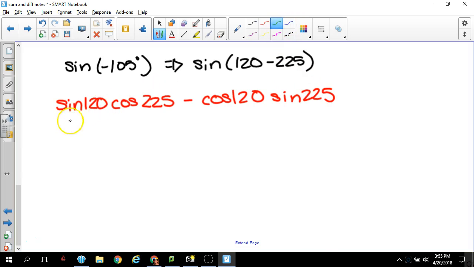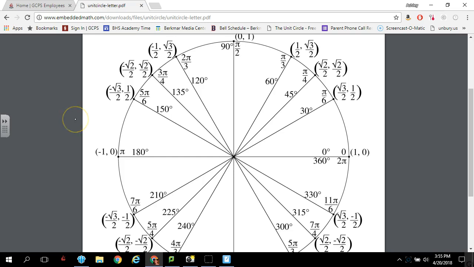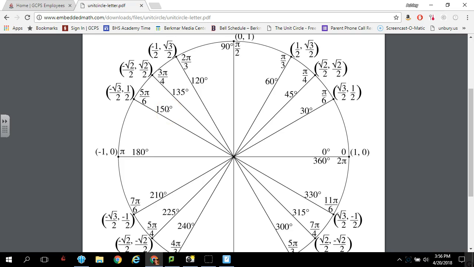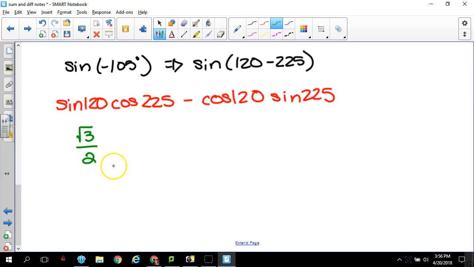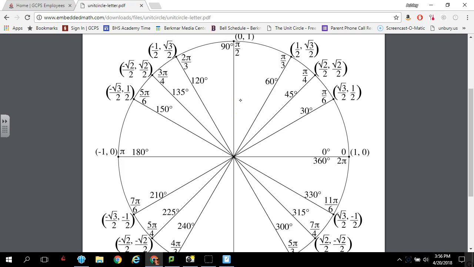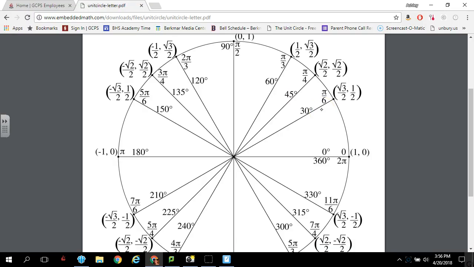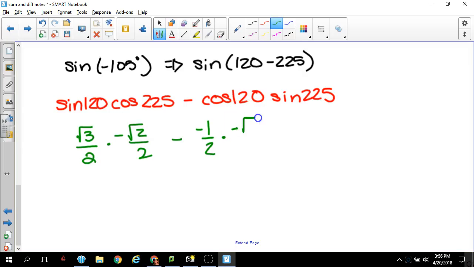All right. So now I'm going to look at my unit circle. At 120 degrees, sine is square root 3 over 2. So square root 3 over 2. Cosine 225 is going to give me negative square root 2 over 2. Cosine at 120 is going to be negative 1/2, times sine at 225, which is negative square root 2 over 2.